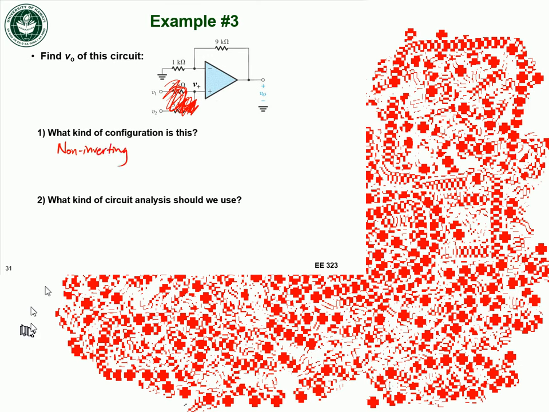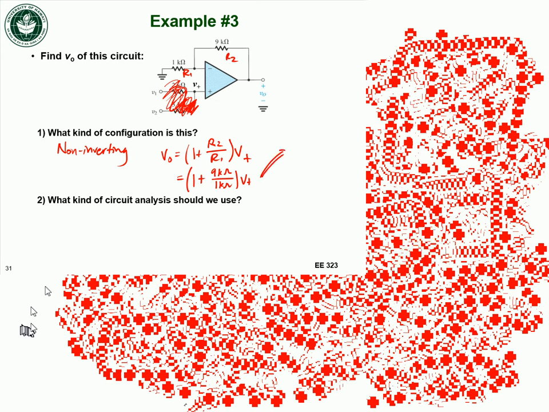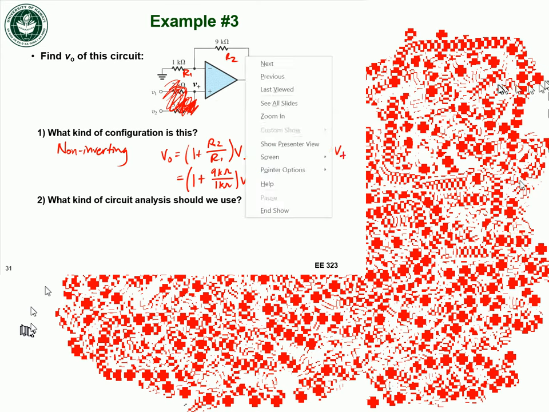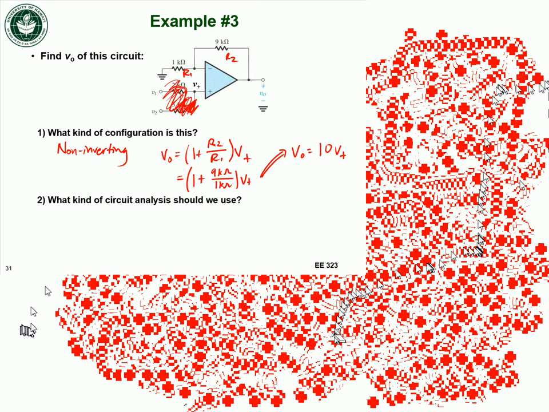If I ignore V1 and V2 for now, and I would just say that if I only look at this voltage V plus, I can write that my output voltage is, let's call this R2 again, and R1, 1 plus R2 over R1 times V plus. That's still fine. So my output voltage is 1 plus 9 kilo ohms over 1 kilo ohm times V plus, 10 times V plus. Okay, I know that much so far just by recognizing that that was a non-inverting configuration, if I only looked at V plus.